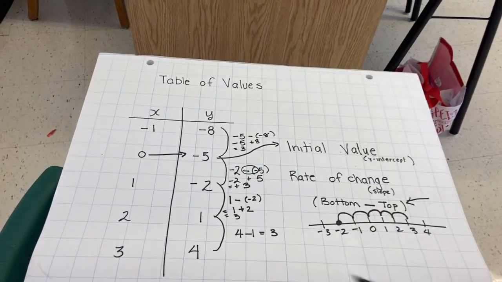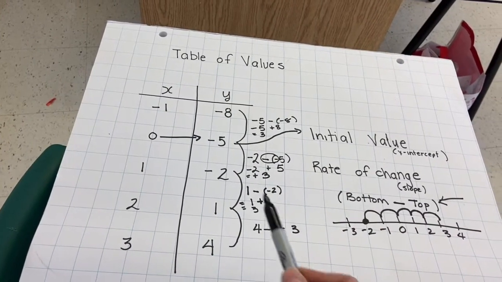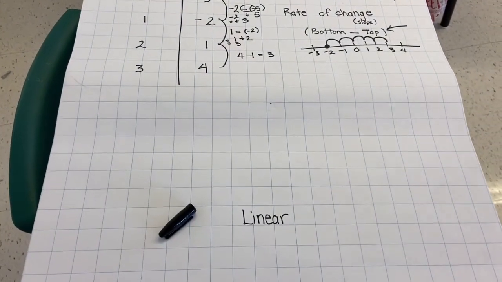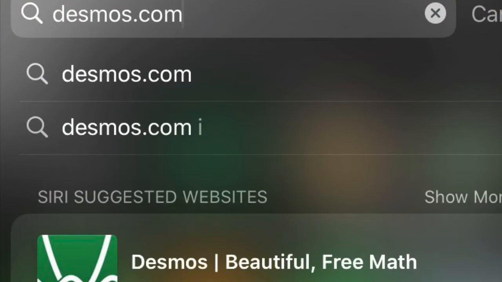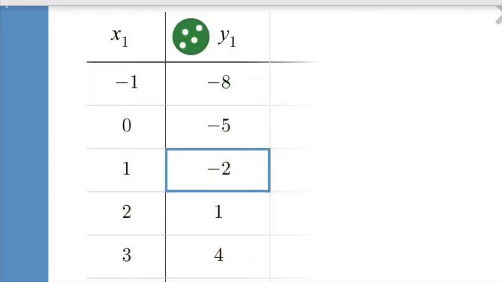What I notice now is that here the rate of change is 3, here it is 3, here it is 3, and here it is 3. So when I make the graph, I know my graph should be linear. Just to confirm, it should be linear because it's always jumping the same rate of change. I go to my cell phone, you can use your computer, and I search Desmos.com. Then I can add my table of values into Desmos. This is the table of values that I was using on my piece of paper. And I hope that when I look at the graph it will be linear.